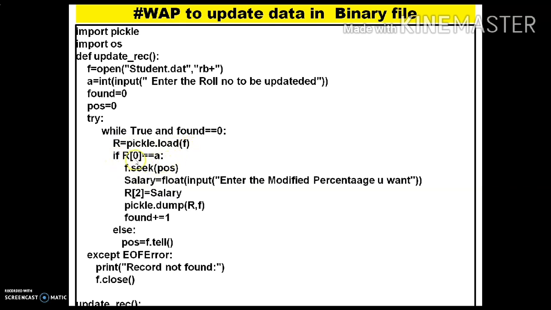If r[0], the first index, is equal to your searching index, you send f.seek to position the pointer at the beginning of the file. It checks whether r[0] is equal to a, that is, whether the record matches the roll number you are looking for.